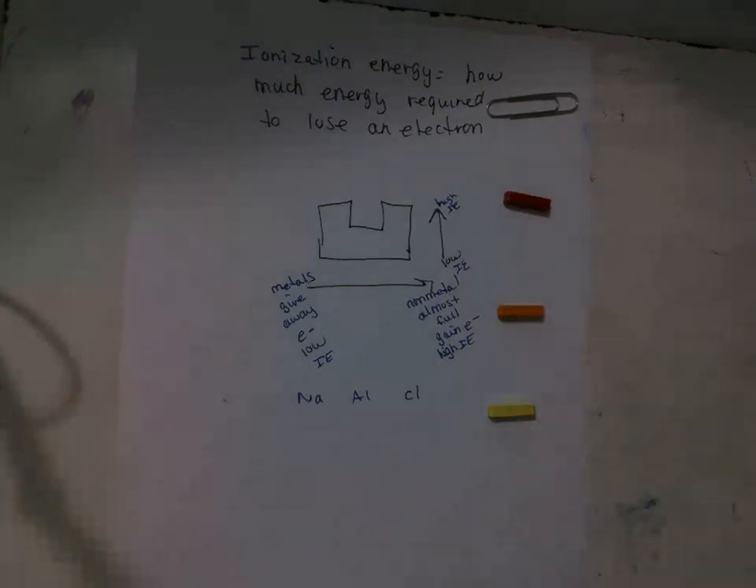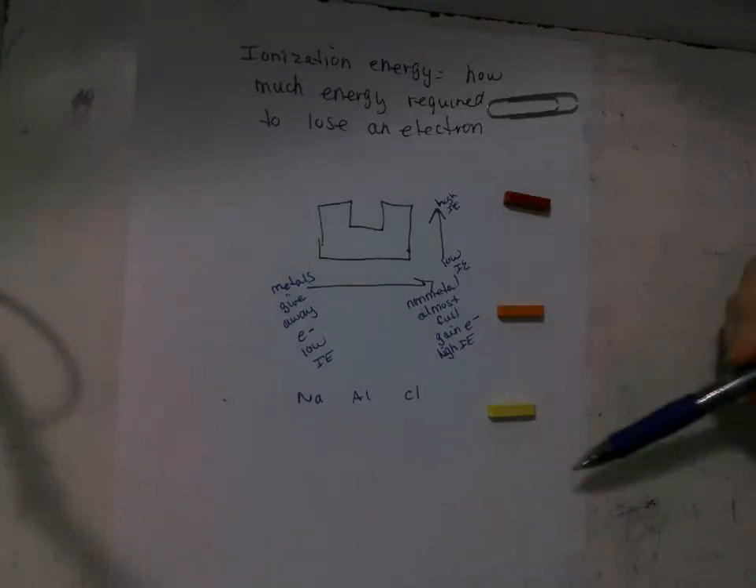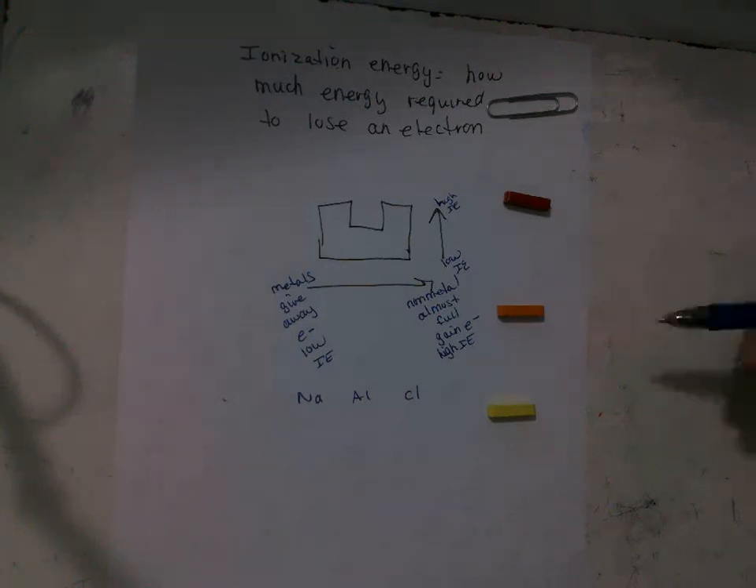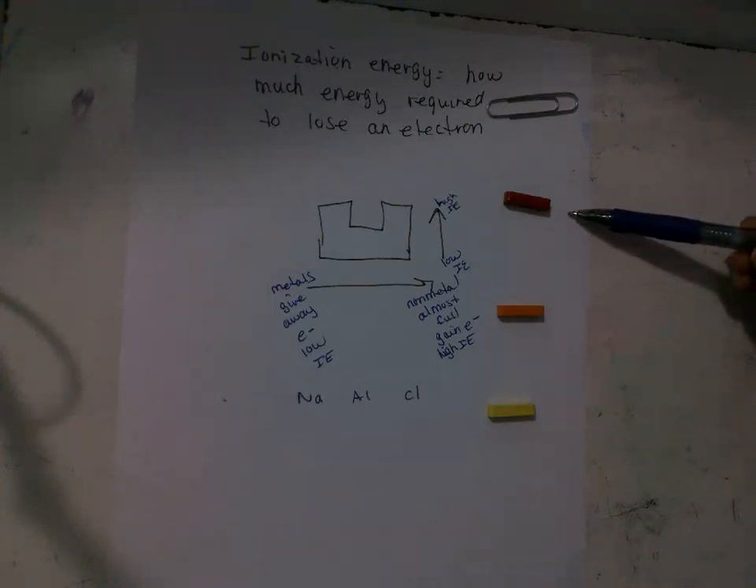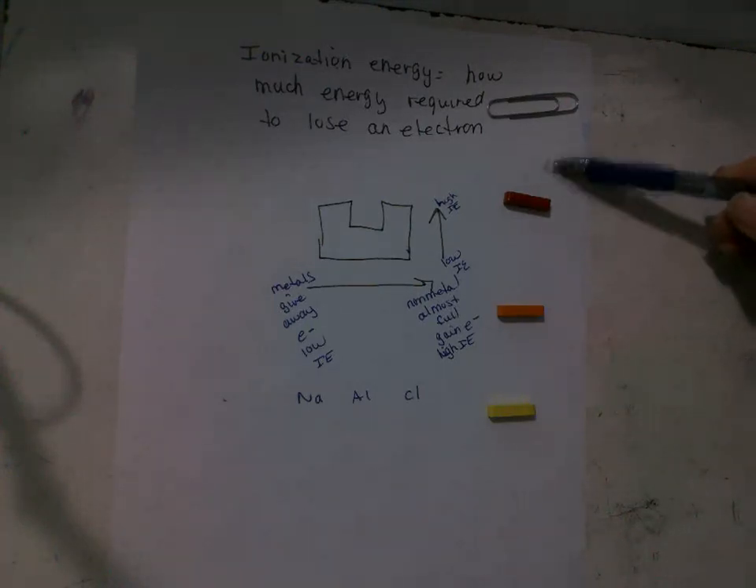All right, so if you'll look, I've got a red magnet, an orange magnet, and a yellow magnet. And so which one would have a better chance of pulling or attracting that paper clip? And I'm hoping that you would say that the red one would have the best chance because there's nothing blocking the red.